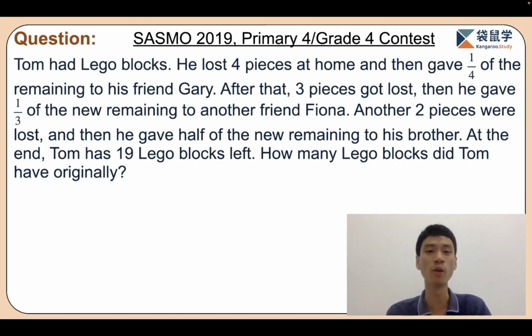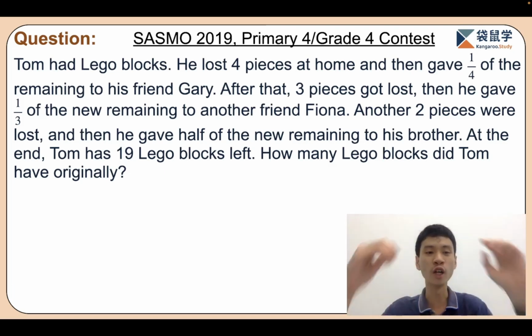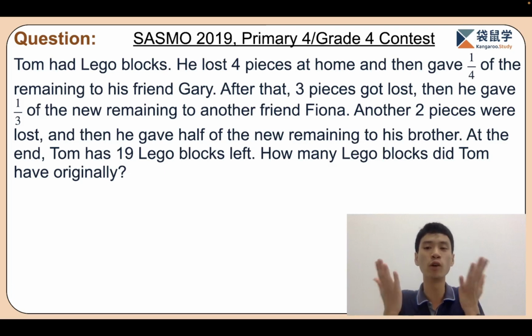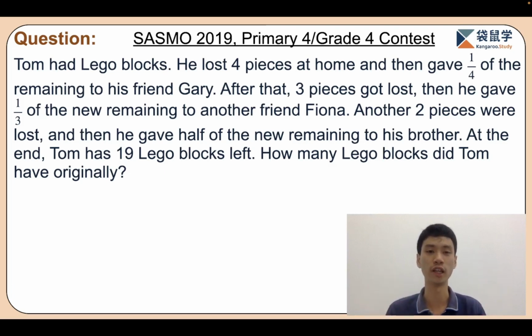Tom had Lego blocks. He lost 4 pieces at home and then gave 1/4 of the remaining to his friend Gary. After that, 3 pieces got lost. Then he gave 1/3 of the new remaining to another friend, Fiona. Another 2 pieces were lost. And then he gave half of the new remaining to his brother. At the end, Tom has 19 Lego blocks left. How many Lego blocks did Tom have originally?